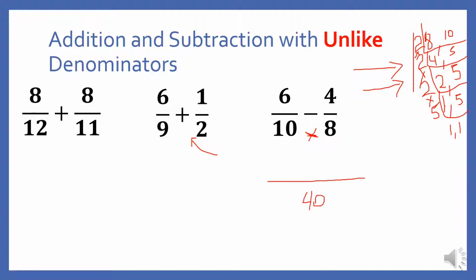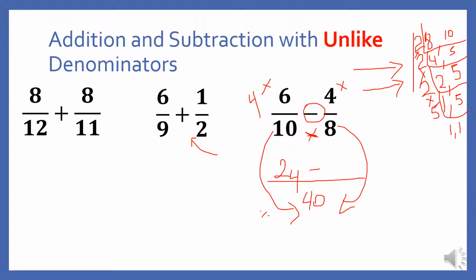Alright, 10 can go into 40 how many times? What are we going to do? Divide and then multiply. 10 can go into 40 4 times. 4 times 6 is going to give us 24. Then we're going to put our subtraction sign because we are subtracting. Then we're going to divide again and then multiply.